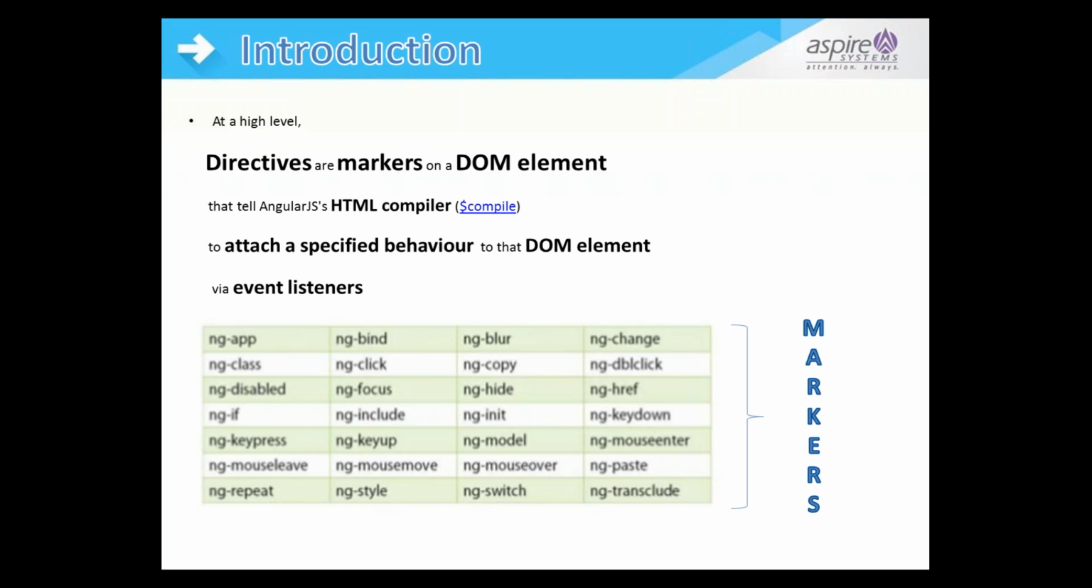Okay. So to explain what is a directive, this definition clearly explains it. So that's why I have separated it. At a high level, directives are markers on DOM elements. So generally you have DOM elements like this. It can be anything, HTML, div, span, anything. Okay. So on a DOM element, a directive is nothing but marker.